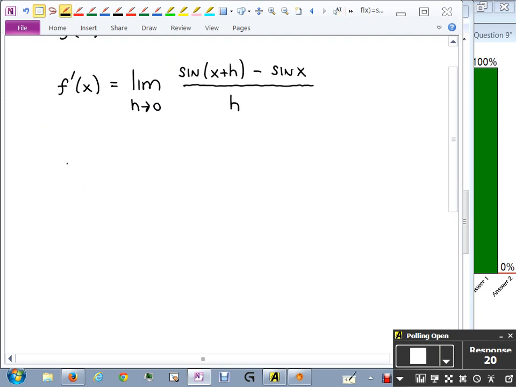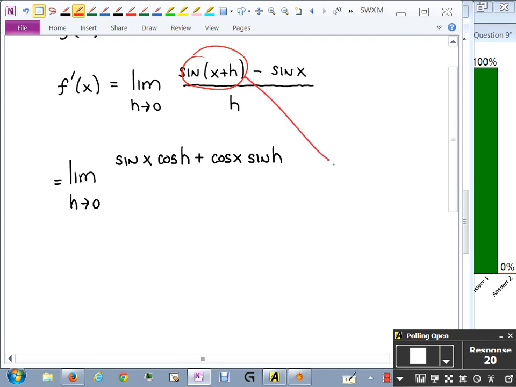So according to the addition and subtraction formulas, this is equal to the limit as h goes to 0 of, what would it be according to that formula? I know not everyone's got the formulas, but sine x cosine h, then plus what? Cosine x sine h. That's the formula for sine of x plus h. Make sure you don't do this. This is not sine x plus sine h, right? You just distribute the sine through? No. That's a rookie mistake.